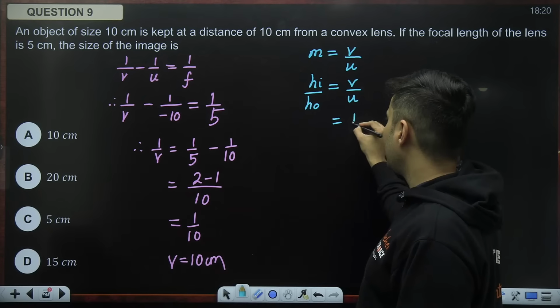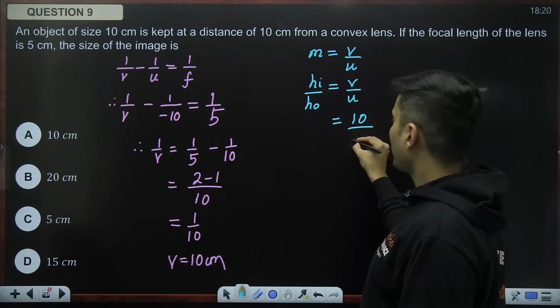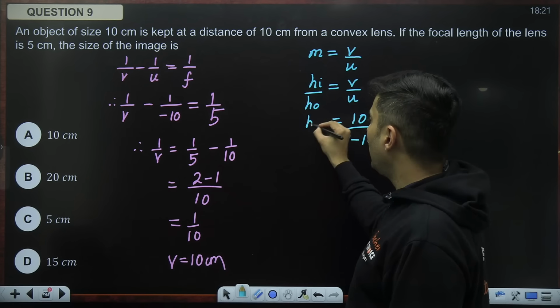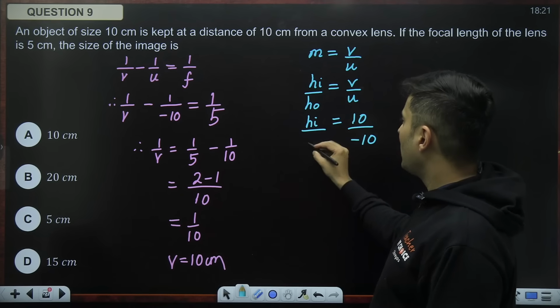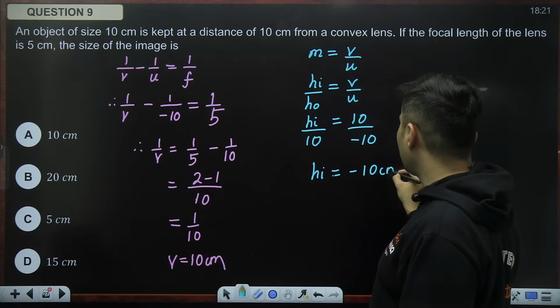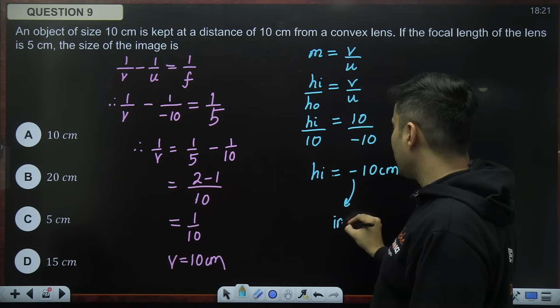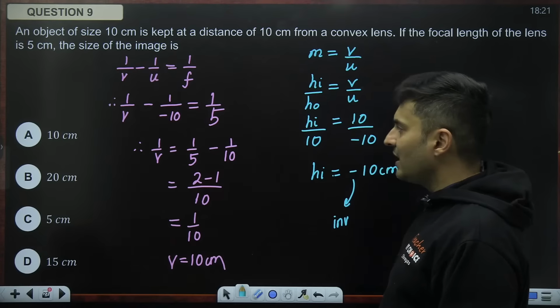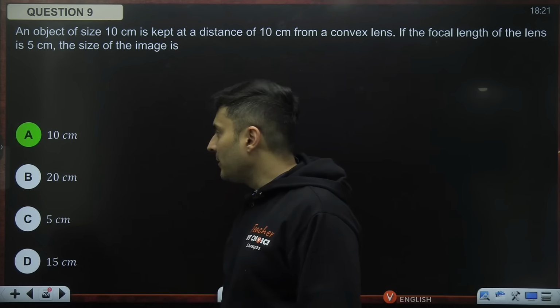So image distance is 10. Object distance is negative 10. Image height, I do not know. Object height is also 10. So image height is obviously minus 10 centimeters. This minus just means it is inverted, but size wise, it is just 10 centimeters.